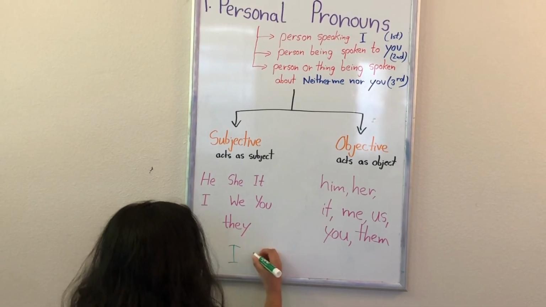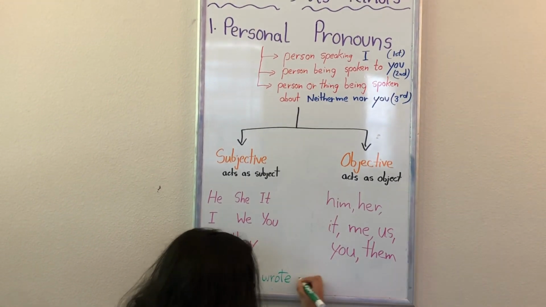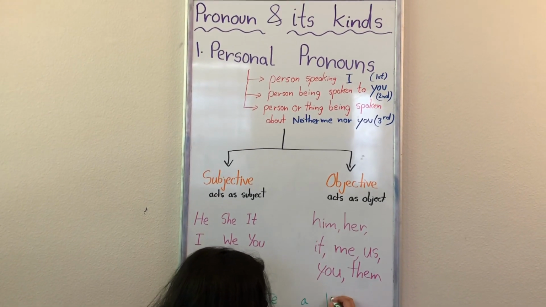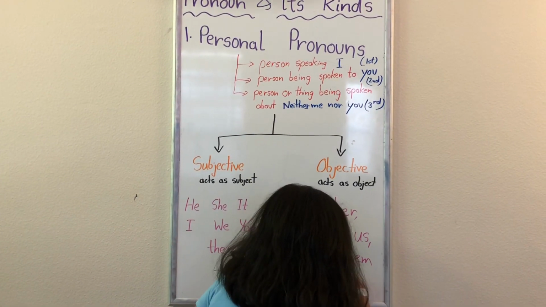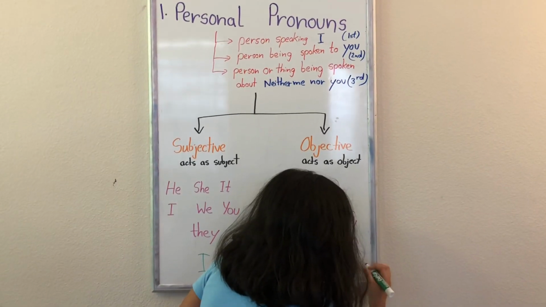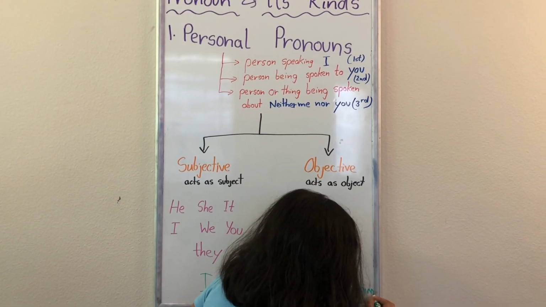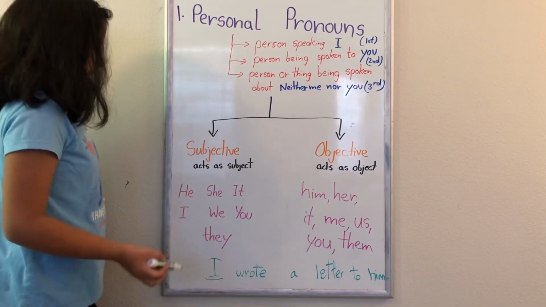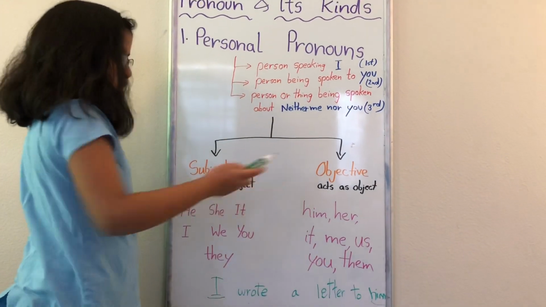I wrote a letter to him. So in this sentence, I is the subjective pronoun and him is the objective pronoun.